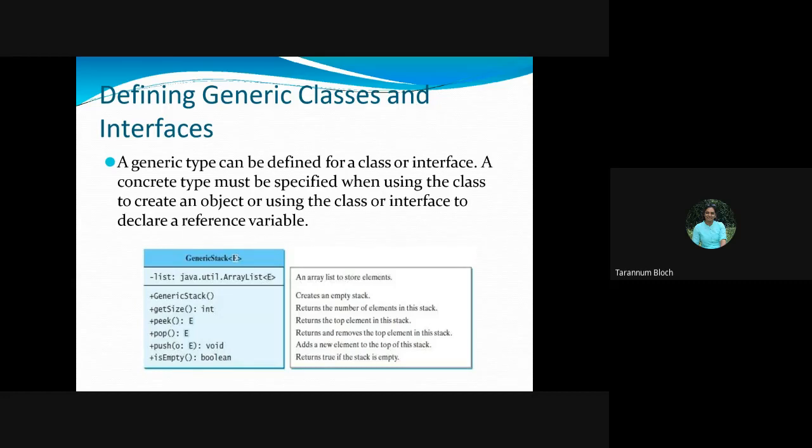So when we are using a class or reference, usually we declare an object, right? Usually we declare an object. So when you are defining it in such a way, we call it a concrete class, right? So concrete type must be specified when you are using a class for the object creation.